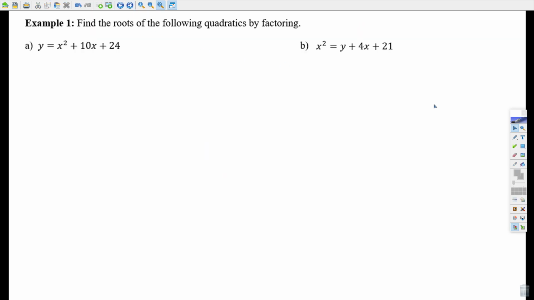So let's try it. Example 1 says, find the roots of the following quadratics by factoring. So what do we do first? I'm going to change the y value to 0.